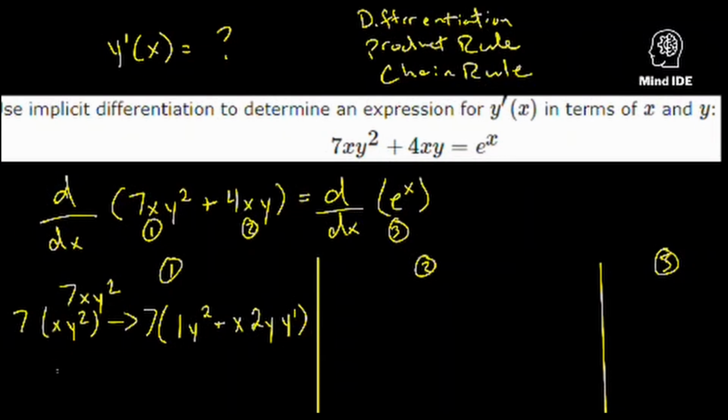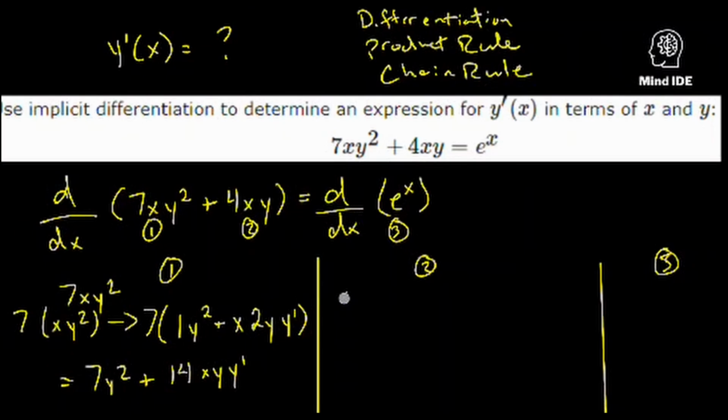Distribute that out. So we get 7y squared plus 14xy y prime. Yeah, so that's for that part.